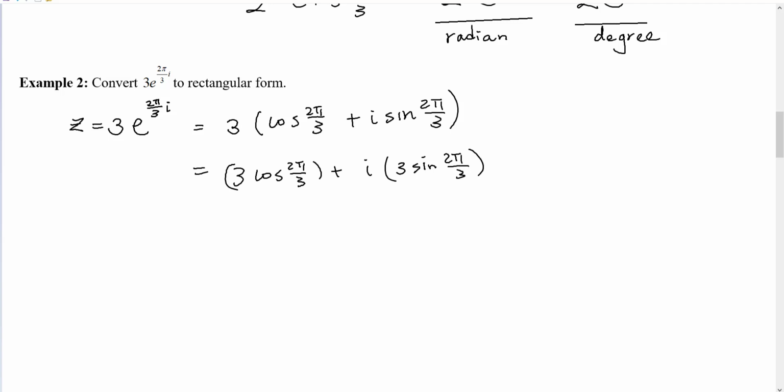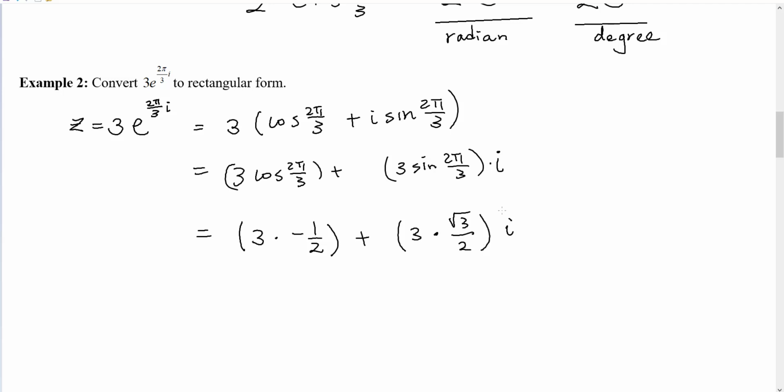And so when I convert into rectangular form, whether I multiply i over here, it's the same. So 3 times cosine 2 pi over 3. 2 pi over 3 is in the second quadrant and cosine is negative. So you know it's negative 1 over 2. And this is 3 times sine 2 pi over 3. 2 pi over 3 is in the second quadrant, sine is positive. It's the same as sine pi over 3, sine 60 degrees. So it's square root 3 over 2.